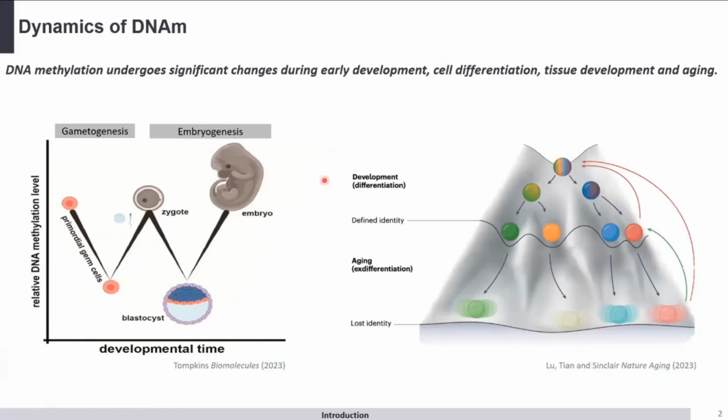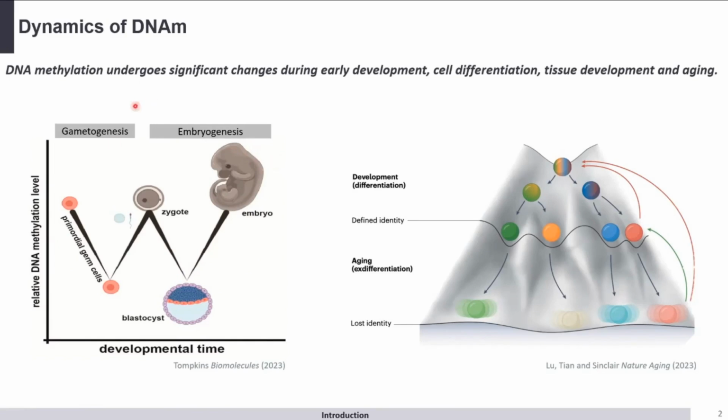DNA methylation is a fundamental mechanism in the epigenetic landscape, influencing gene expression and thus impacting development, health, and diseases. The DNA methylation landscape is dynamic, continuously reshaped by a combination of environmental conditions and the aging process. It undergoes changes during early development, cell differentiation, tissue development, and aging.